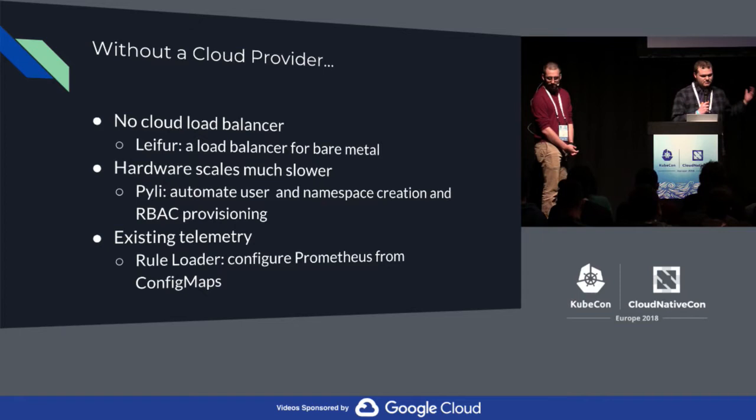There's no cloud load balancer without a cloud, so we built Leafer, which is a load balancer for bare metal. Hardware scales at a much slower rate than what you can do in the cloud. So we built PyLi, a way to automate user control and namespace creation in RBAC, so that we can share a single cluster across teams and projects. And we already have an existing telemetry and metrics platform for our previous system and also our edge network. So we built a rule loader as a controller to configure Prometheus to report to the existing telemetry pipeline.